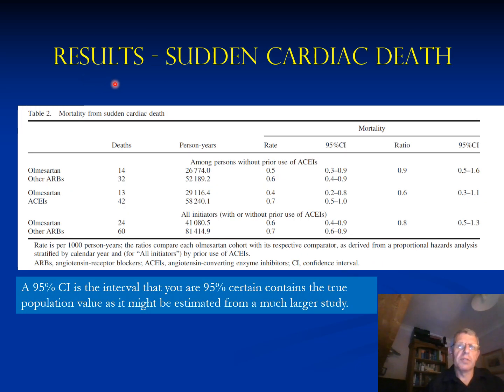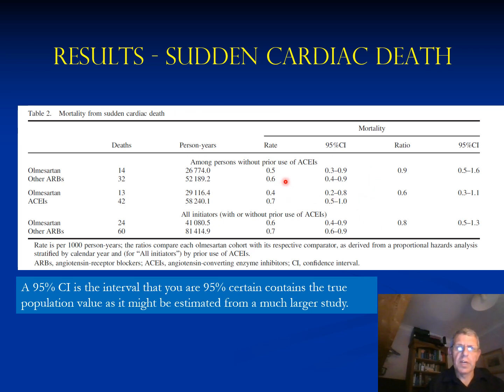Now we're turning to the real results of the paper. This is really what we want to know. We want to know if there's a difference in mortality between the different drug groups. First of all, the table presents the mortality rate for the different groups, and then we see the ratio, which is the ratio between one drug and another. So we see the olmesartan group, the other ARB group, and this is for persons without prior use of ACE inhibitors. And this is for all initiators, irrespective of whether they had or hadn't used. And remember, if the ratio is above 1, then there would be a significant difference between olmesartan and the other groups. But we can see that in no case are we finding that.